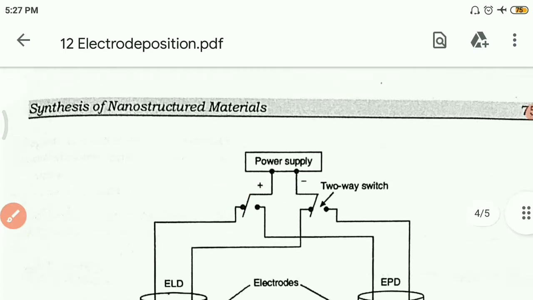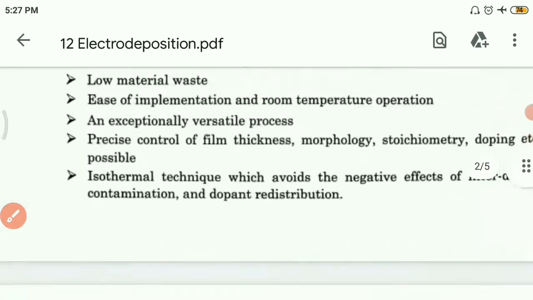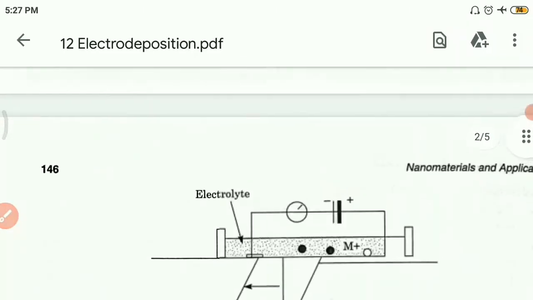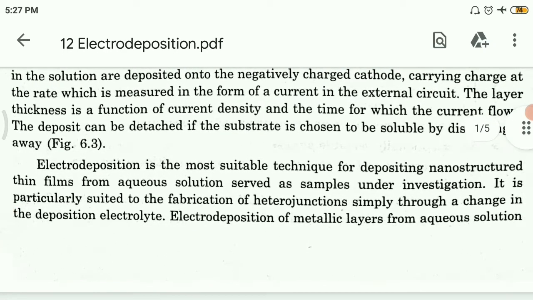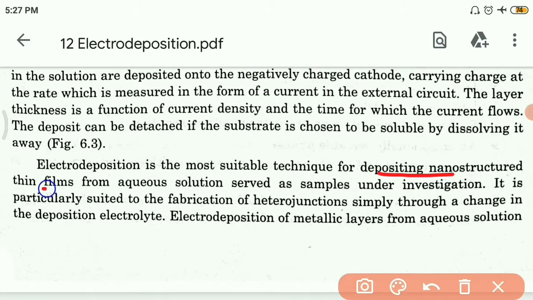Okay, now coming back to the first book, electrodeposition is the most suitable technique for the deposition of nanostructured thin films from aqueous solution, which serve as the samples under investigation, and it is particularly suitable for the fabrication of heterojunctions simply through a change in the deposition electrolyte.